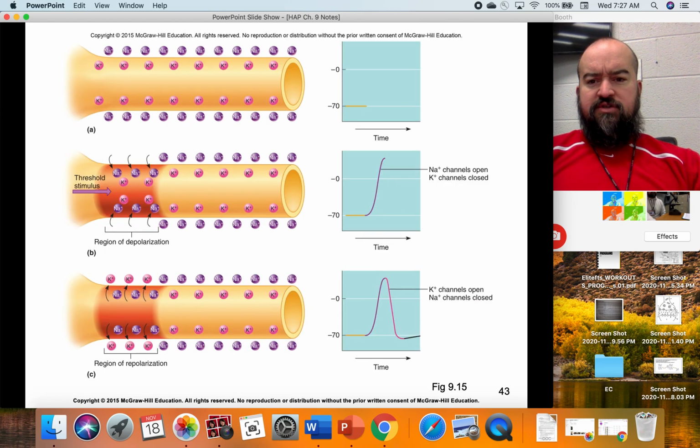I've got another illustration there to show that. And yeah, so that will just continue on down the axon until it gets to the end.